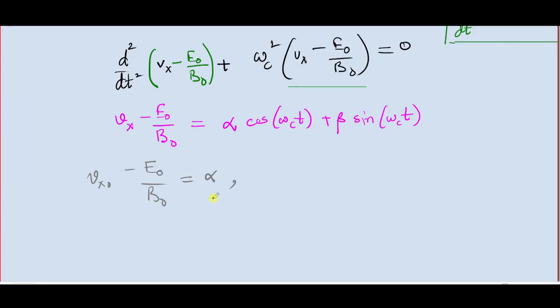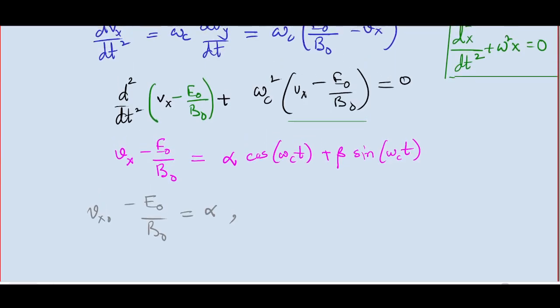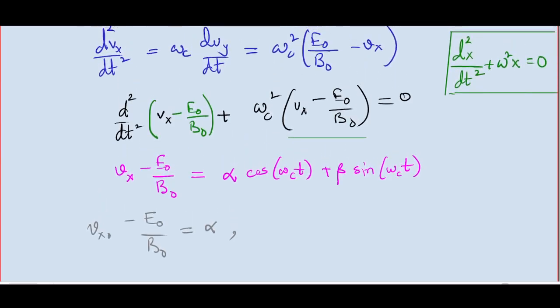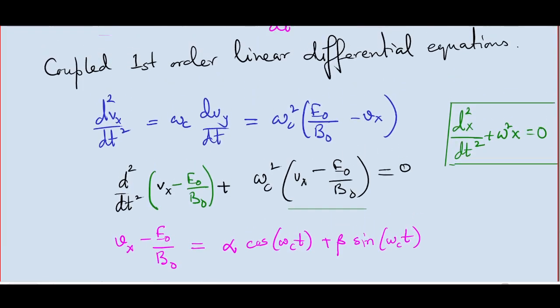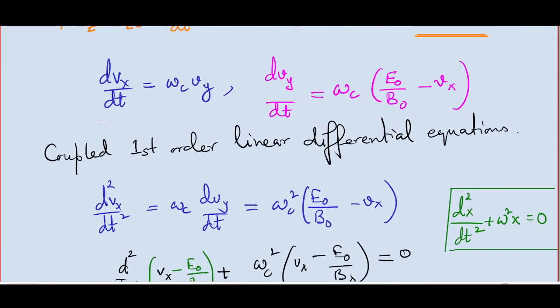Now what about beta? Beta takes a bit more work. To get beta, you would have to differentiate this expression and then put t equal to 0. So to get beta, you would need to know the derivative of Vx with respect to time at t equal to 0. Now, what we know is not the derivative, but the value of Vx, the value of Vy and the value of Vz at t equal to 0. That is part of our initial conditions. But if you look at this equation, it will tell you that the derivative of Vx with respect to time is nothing but omega c times Vy.